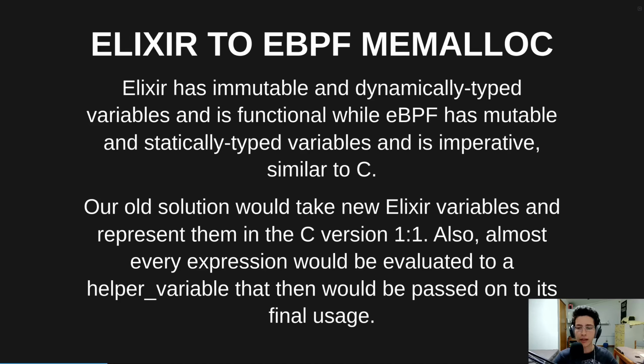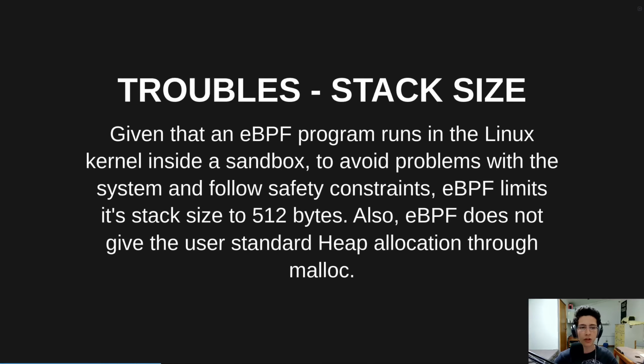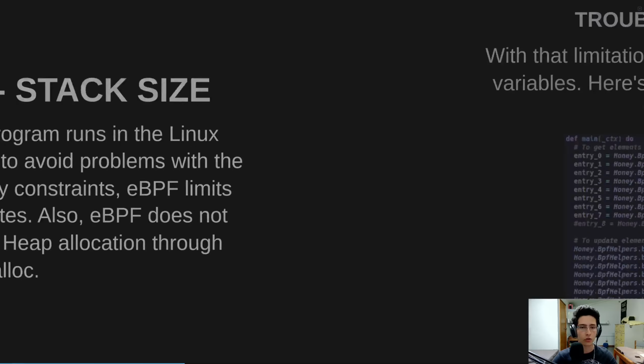Our old solution would take new Elixir variables and represent them in the C version one-to-one. Also, almost every expression would be evaluated to a helper variable, and then passed on to its final usage. That gives us some trouble, given that eBPF programs run in the Linux kernel inside of a sandbox. To avoid problems with the system and follow safety constraints, eBPF limits its stack size to 512 bytes. Also, eBPF does not give the user standard heap allocations through malloc.